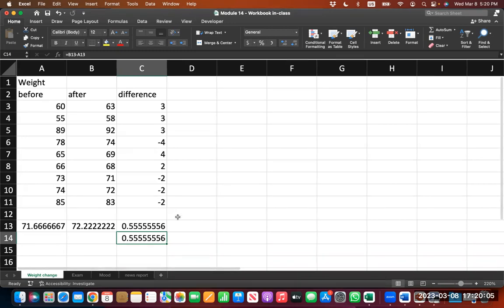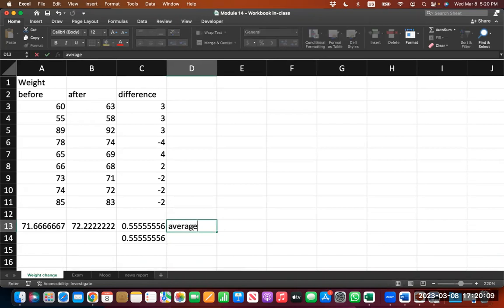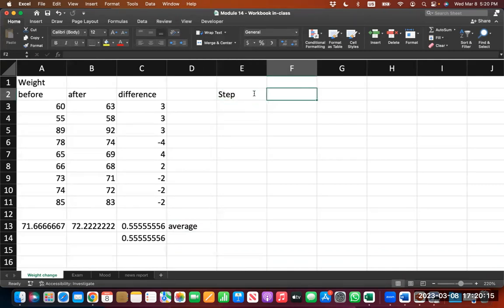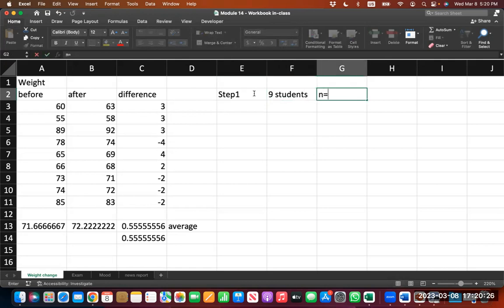So that gives us the average. So we know now our average. What do we need next? Again, our comparison distribution. Okay, let's do it formally. So step one is, it's 9 students. So our n is n equals 9. What is the corresponding degrees of freedom? That's 8, right? So it's 9 minus 1.